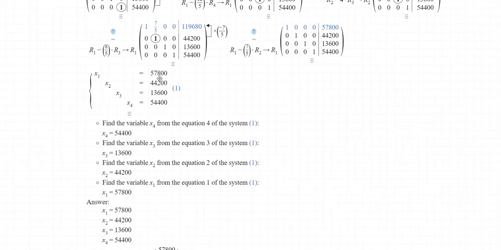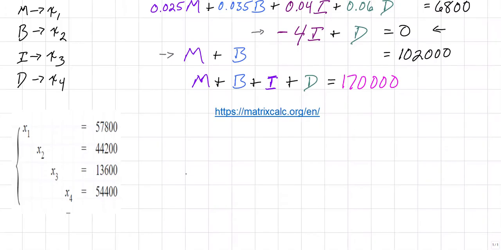X sub 1 is 57,800. X sub 2 is 44,200. X sub 3 is 13,600. X sub 4 is equal to 54,400. And so what I'm going to do is copy that and bring it into the notes. And now that I've done that, remembering that this one is M, money market. This one is B, bonds. This one is I, which is international stocks. And this one is D, which is domestic stocks.